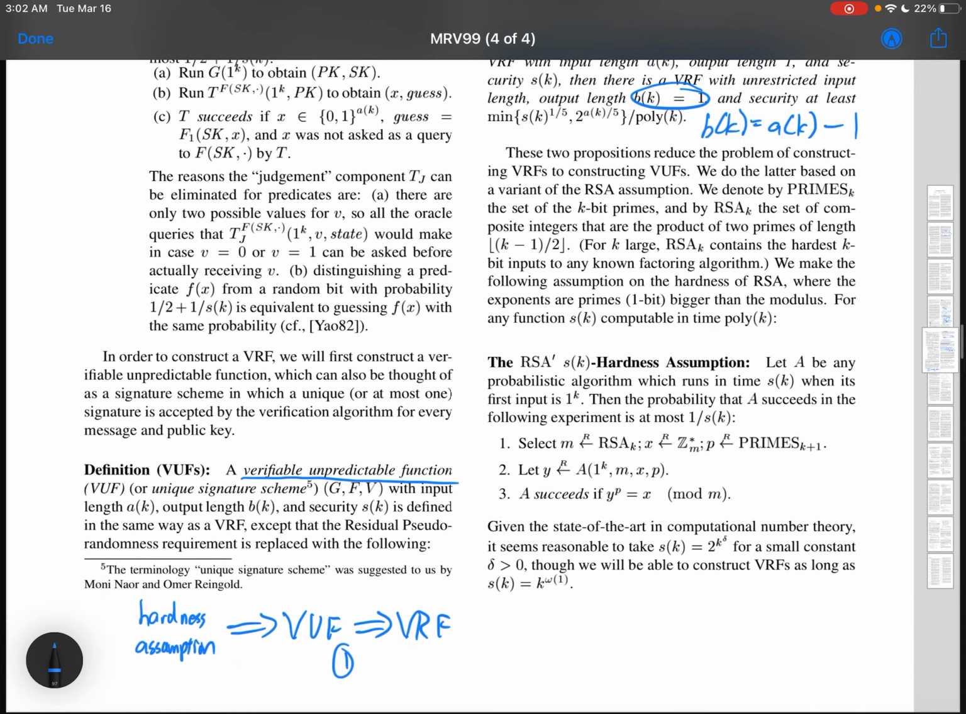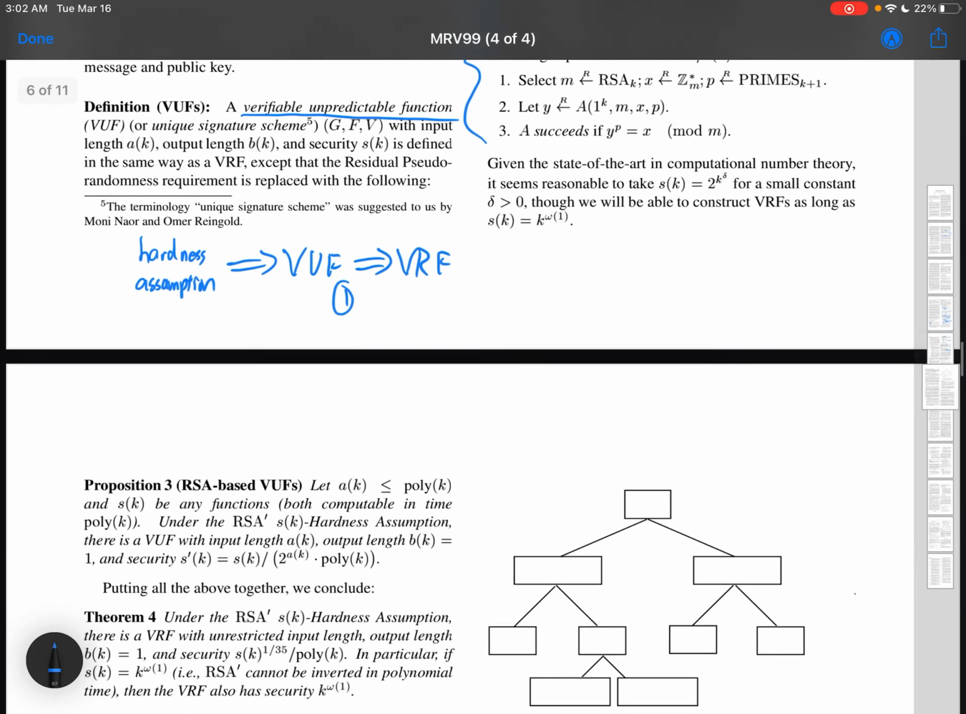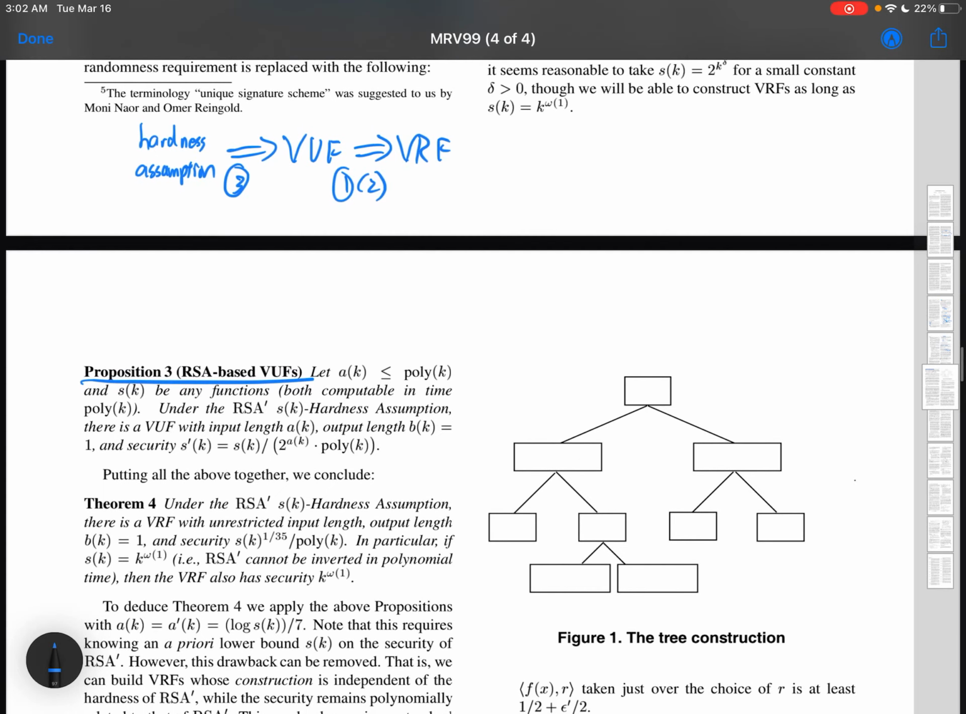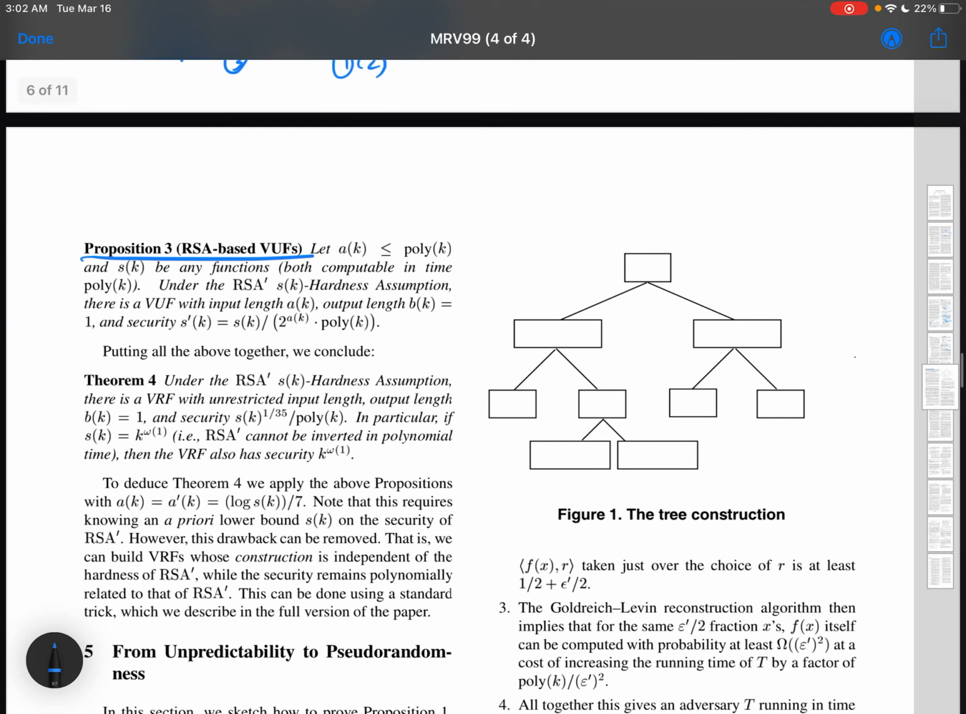Next, the authors describe exactly what they mean by hardness of RSA. And then the last statement they prove is that from RSA, we can construct VUFs. So that is this step here. And actually, proposition 2 is used in this part of the proof as well. So if we put all of that together, we get the main result of the paper, namely, assuming RSA is hard, then we can use that to construct verifiable random functions.